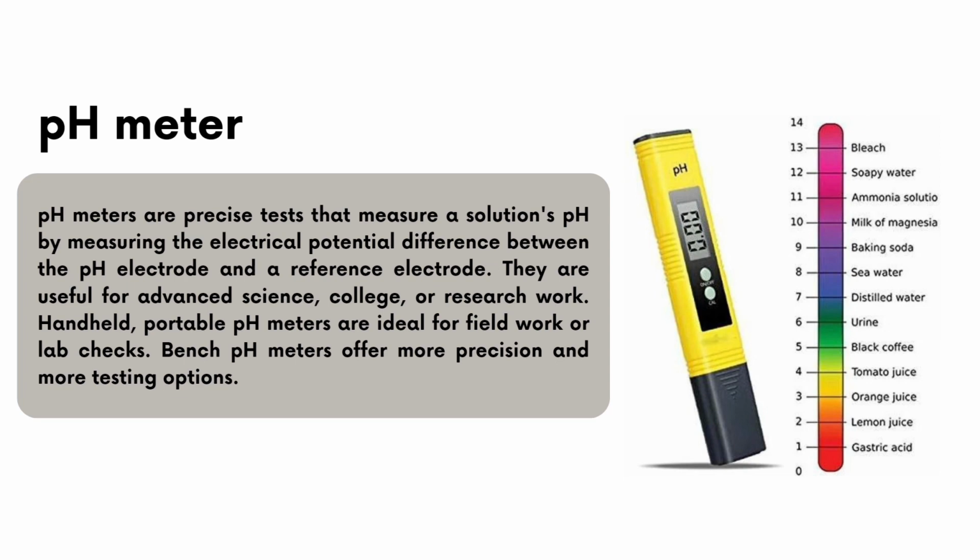pH meters are process tests that measure the solution pH by measuring the electrical potential difference between the pH electrode and a reference electrode. They are useful for scientists, college, or research work. Handheld portable pH meters are ideal for field work or lab checks. Bench pH meters offer more specifications and more testing options.